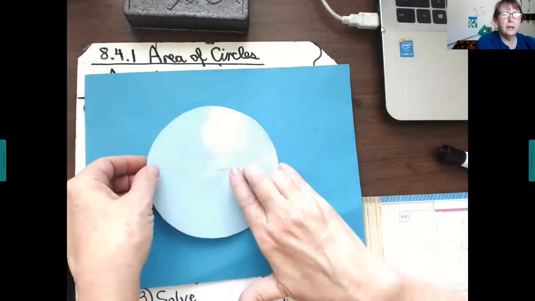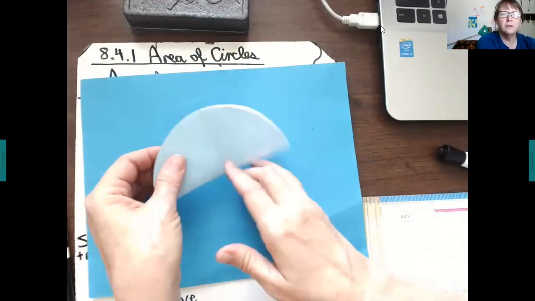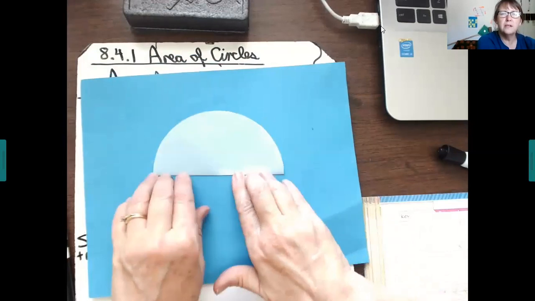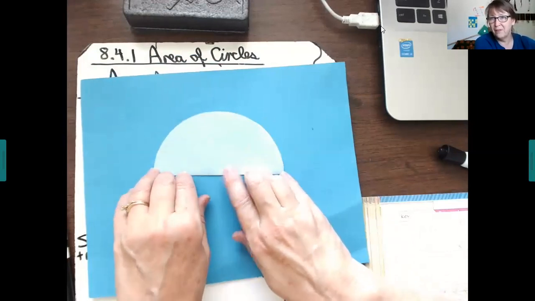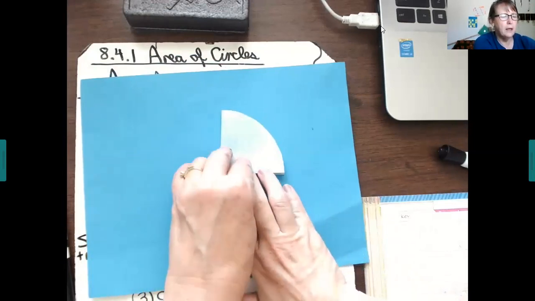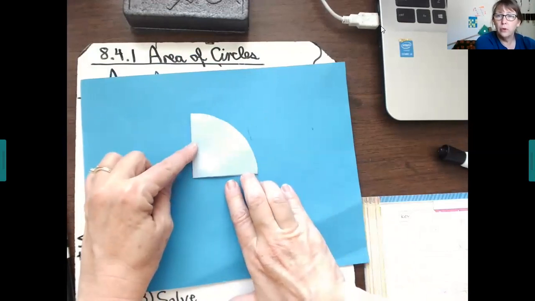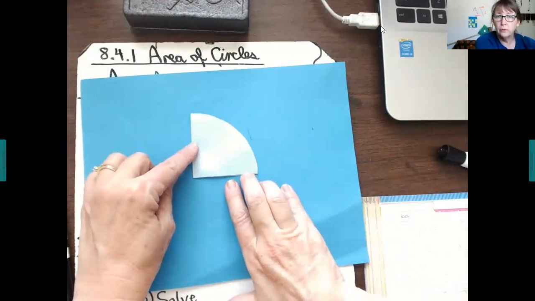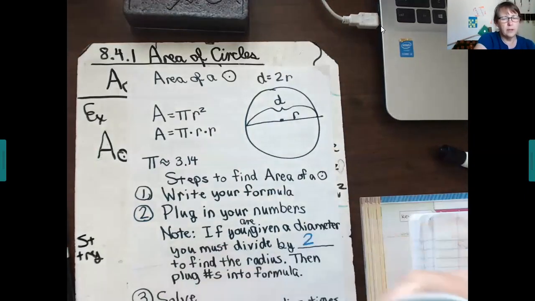Well, what if I only need half the circle? Have you ever seen windows that are only half of a circle? That's actually called a semicircle. That's people getting creative when they only have half a circle. What about if you only had a fourth of the circle? That's called a quarter circle. Okay, so those are the definitions you'll need to know as far as the different types of circles are concerned.